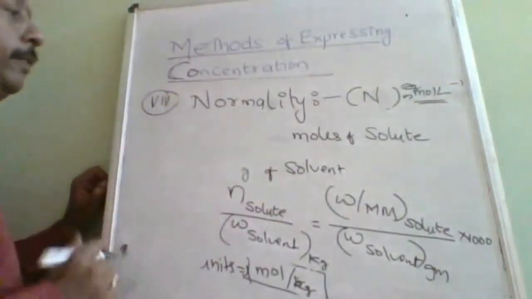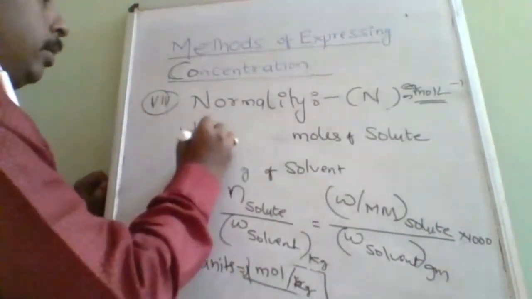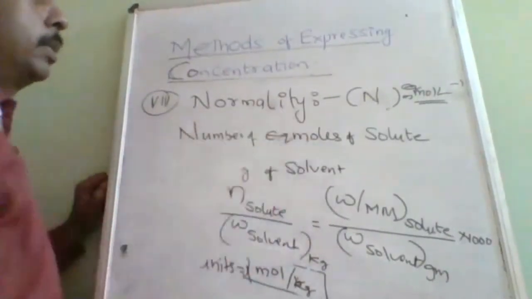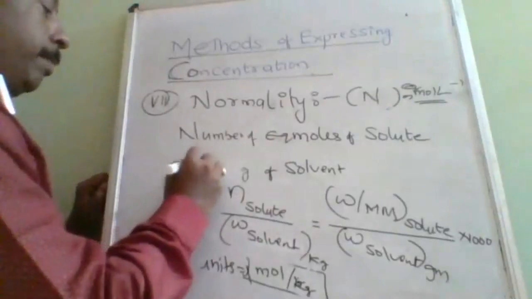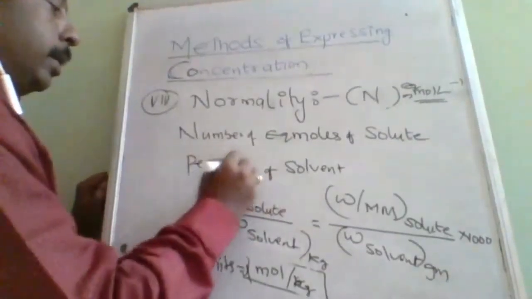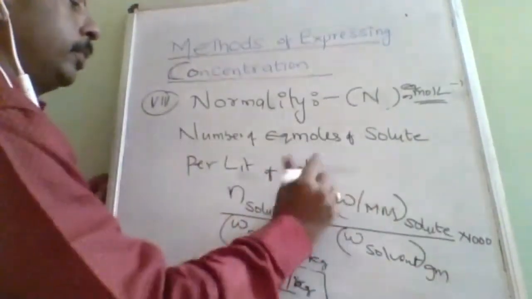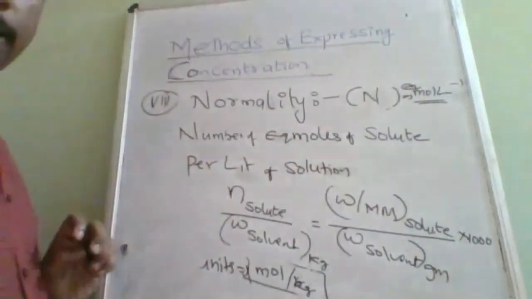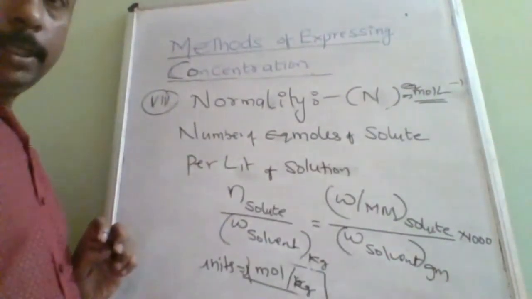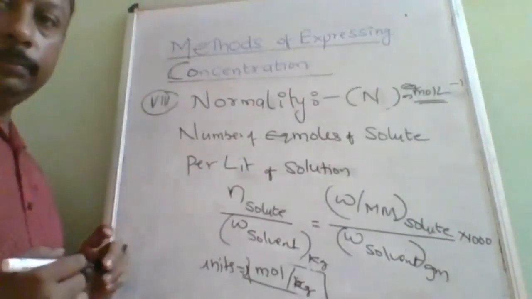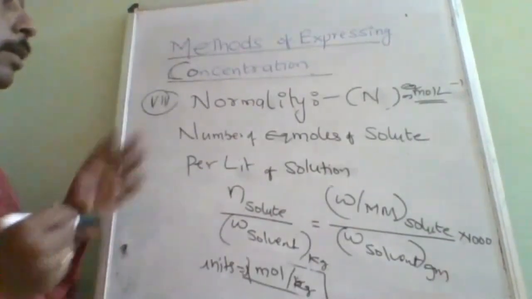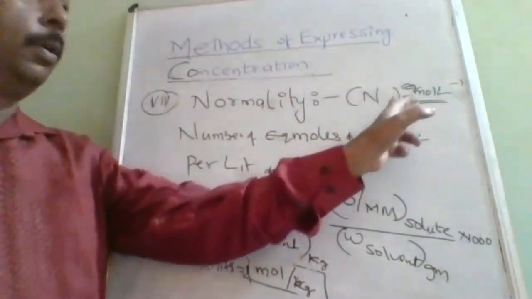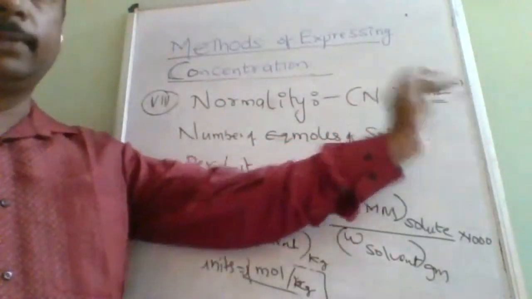Okay. Now the definition is number of equivalent moles of solute per liter of solution. Okay. So definition part, I think it is clear to all now. So normality N is equal to equivalent mole liter inverse.